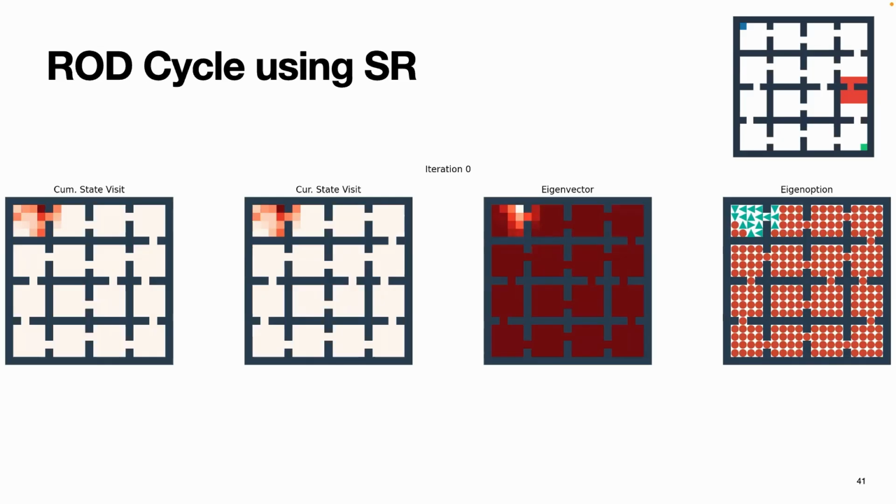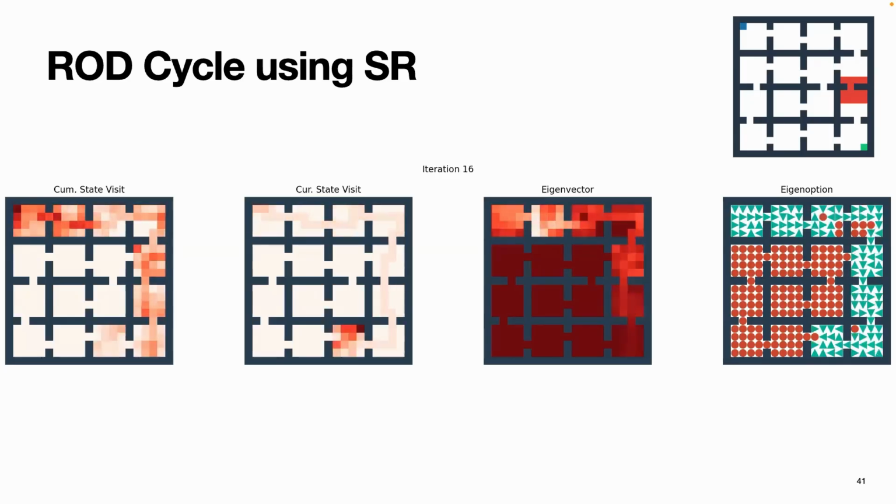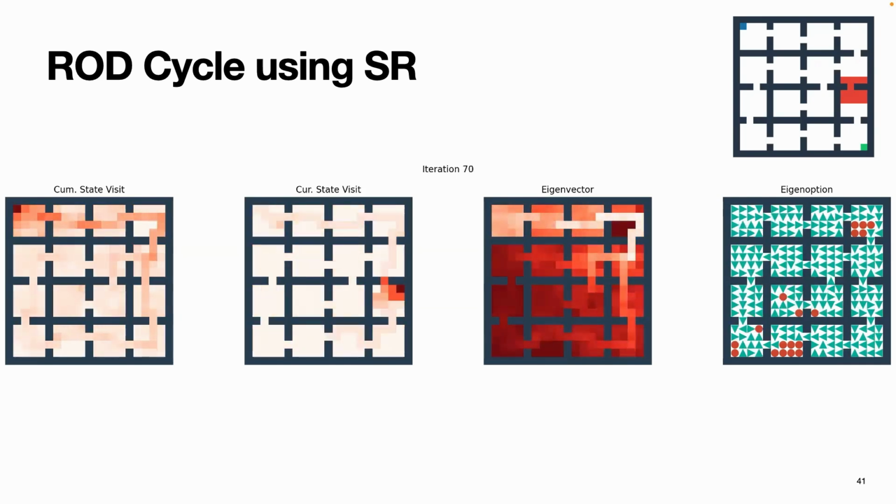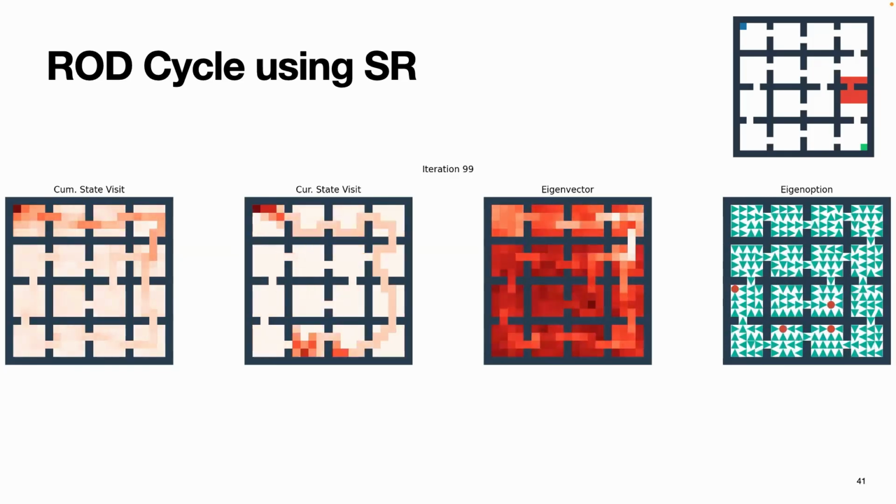And one thing to notice here is that when the agent is doing the rod cycle and trying to explore the different states, since it is not reward aware, the agent is actually going to visit the low reward state pretty often. So you can see as the iteration continues, the agent is taking this path a lot because it wants to visit these less visited states here. But the low reward region is here, so it's passing through the low reward region a lot.